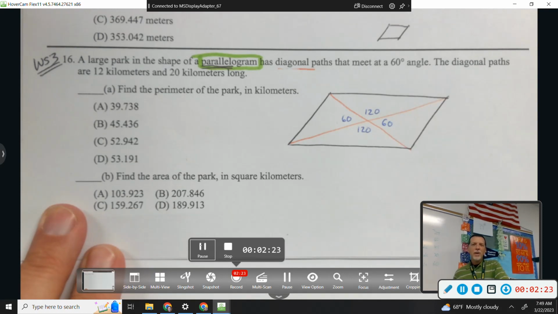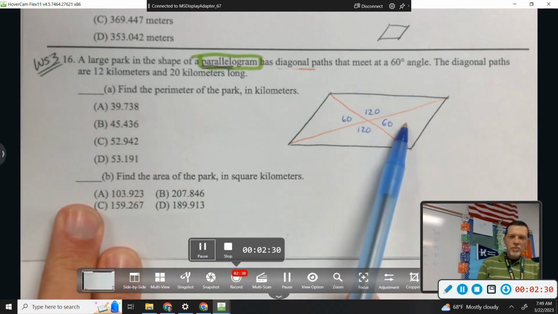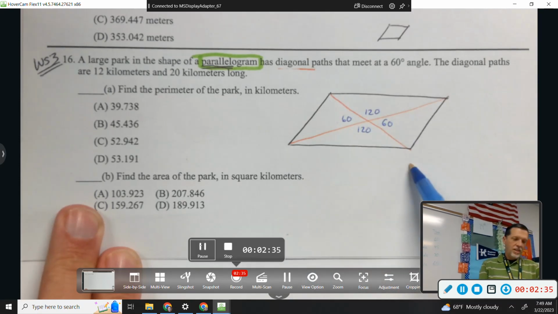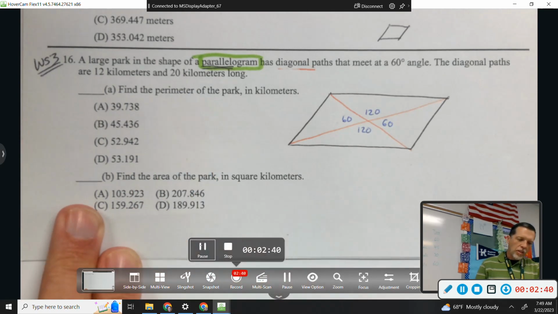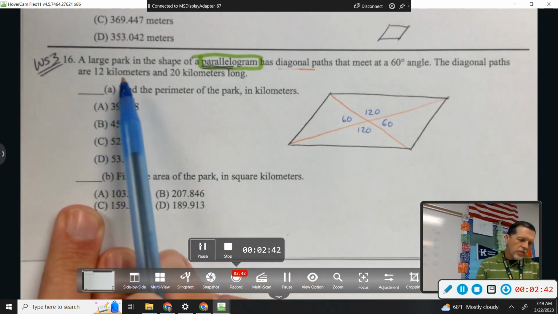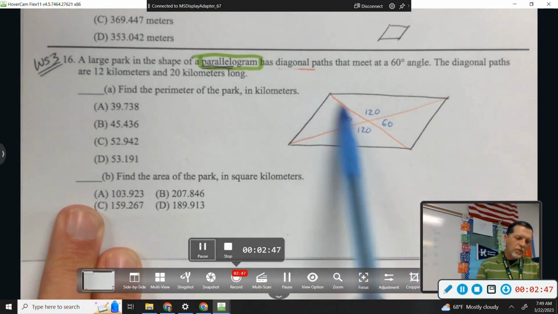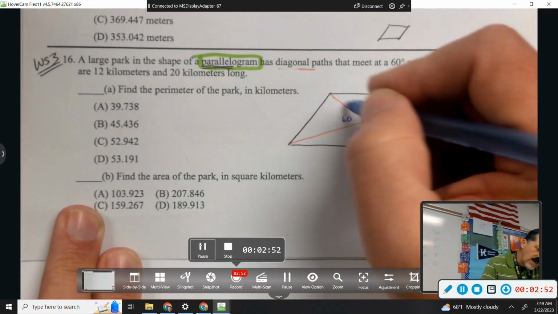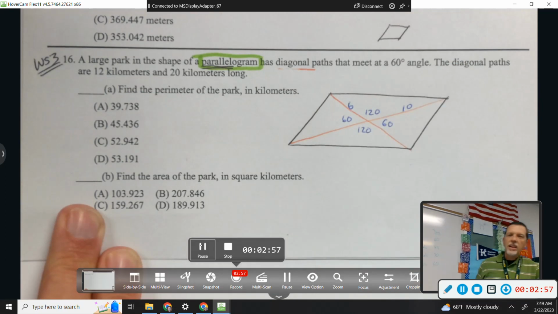The diagonal paths are 12 kilometers and 20 kilometers long. Well, again, it doesn't tell us which one's which, but I think I can tell by looking that one of these is long and one of these is short. So let's make the short one 12 and the long one 20. Although it's 12 all the way across, and I think I want to just be doing one of these triangles. So if the whole thing is 12, then this is 6, and this is 10.